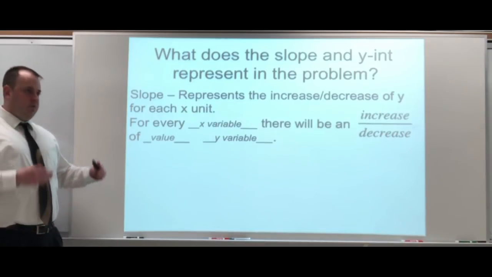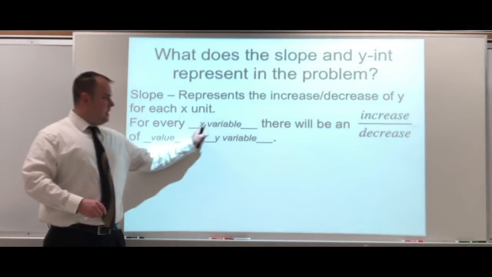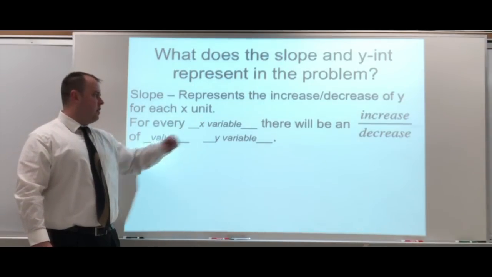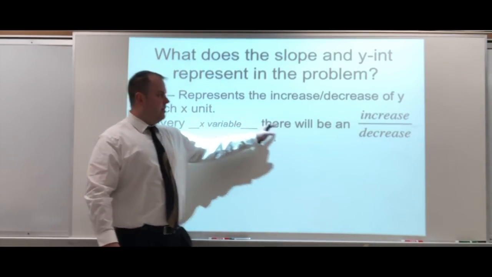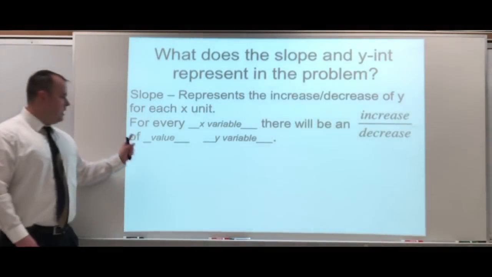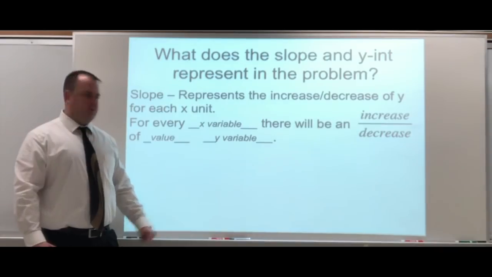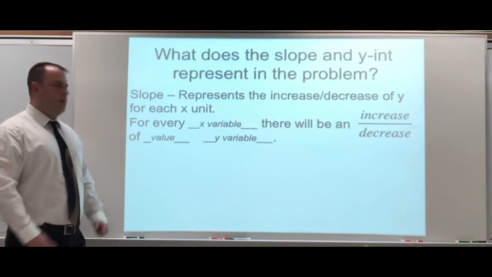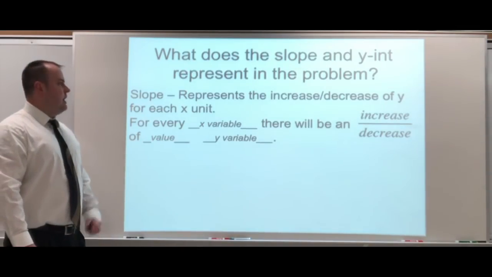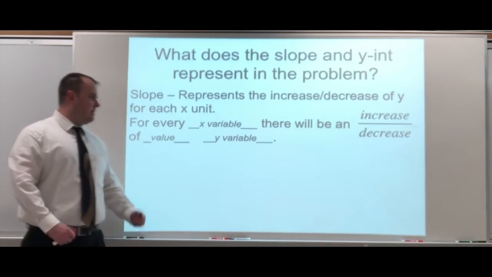This is a little template you can use to write out your answers for slope, and this is how I like to think through my slope. For every, and it just has the x variable, because this is what's going to change. Think of the problem and what our x variable is. For every x variable, there will be an increase or decrease. You're going to have to decide positive or negative value of, and you plug in the actual value, then the y variable. So these pieces you're going to have to plug in from your equation, thinking about what the problem is for x, what it is for y, and what the value actually is in the equation. Think about what pieces you need to fill in this sentence.